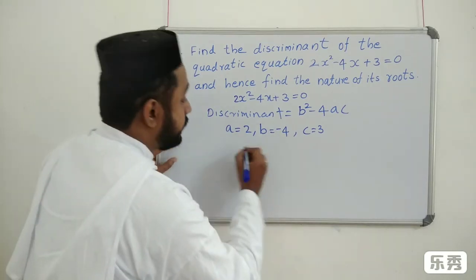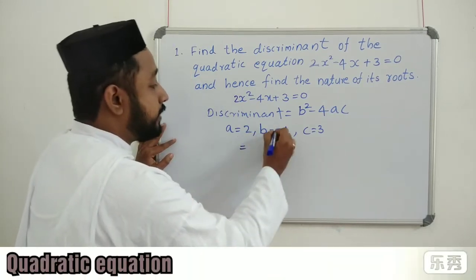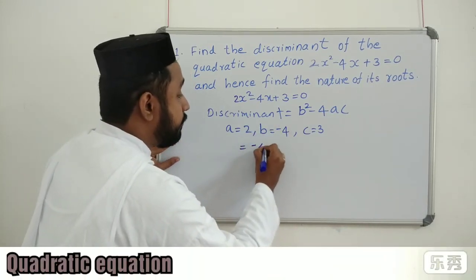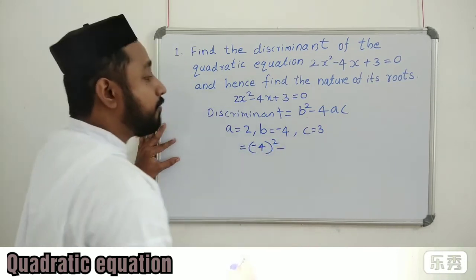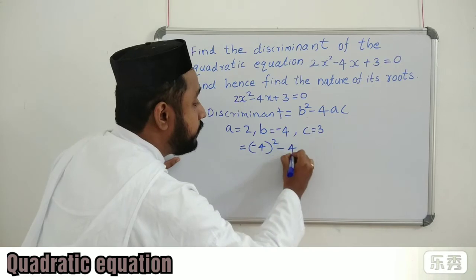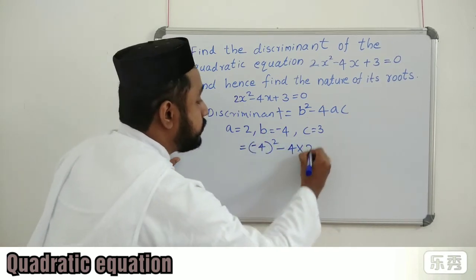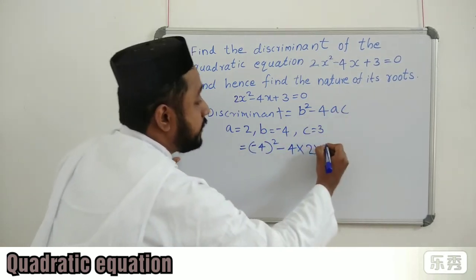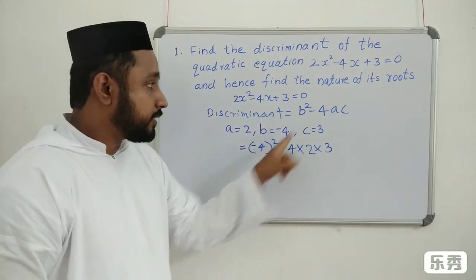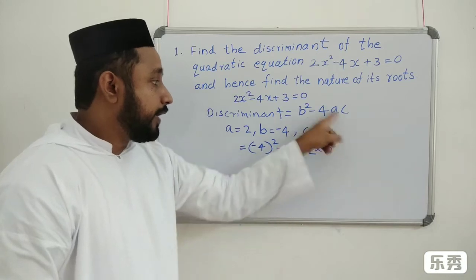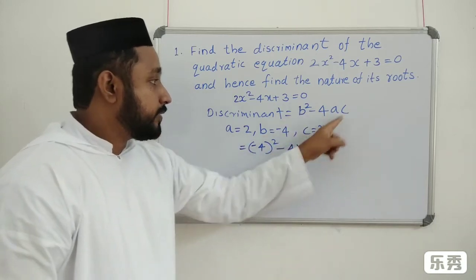Therefore, discriminant is equal to b square minus 4ac. Here b is minus 4. b square means minus 4 square, minus 4ac. 4 into a is 2, 2 into c is 3. So, b square is minus 4 whole square, minus 4ac, 4 into a 2, 2 into c 3.